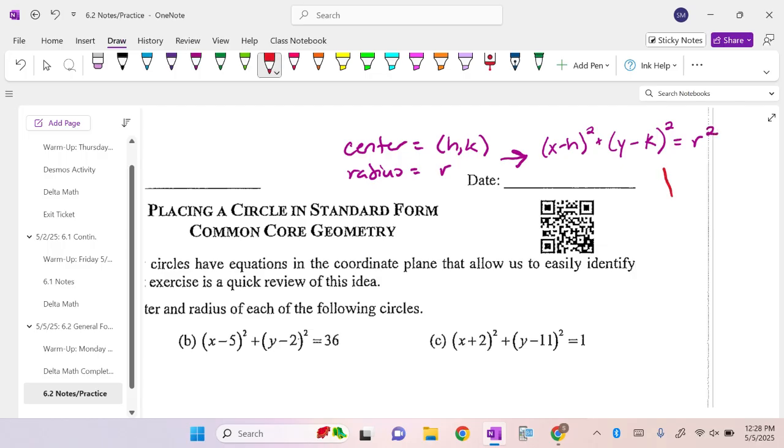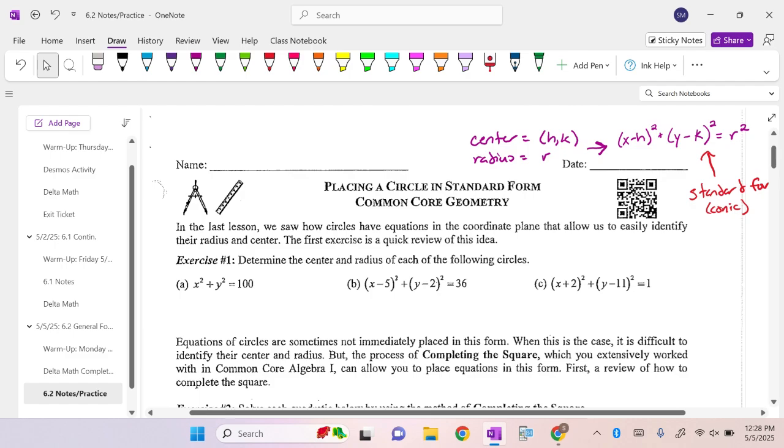So this is known as our standard form. Occasionally it's called the conic form of an equation of a circle. Now, the form we're going to talk about today is called the general form, and it looks a little bit different, but we can convert between the two. So before we even do that, let's do some quick review.